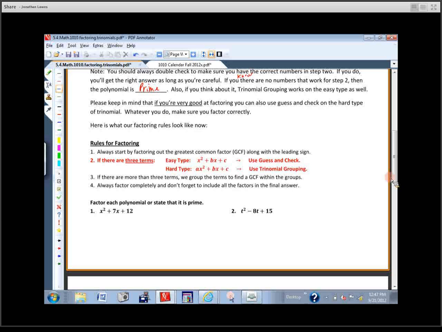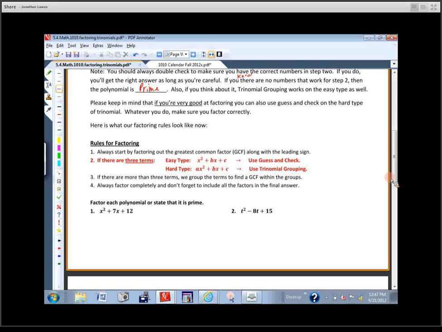So what we've added today are just a couple of techniques here to work with trinomials. So always take out the greatest common factor. That is the first rule in factoring. Last rule is to make sure you factor completely. If it's got 3 terms, we're going to use these techniques that we're talking about today. If it's got more than 3 terms, if there are 4 or more, then we're going to use grouping.